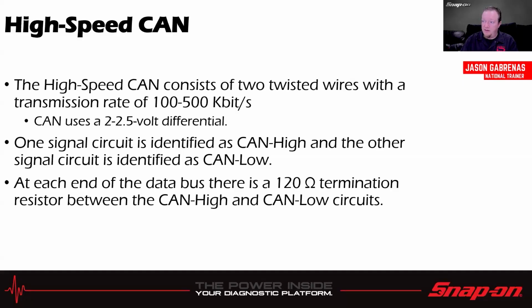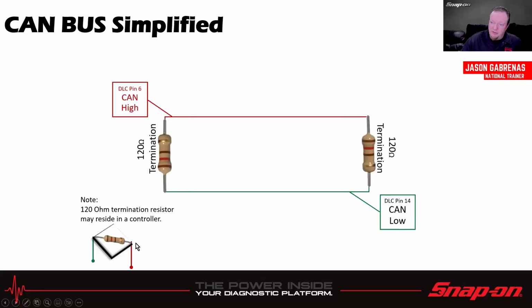One signal circuit is identified as CAN high, and the other one is CAN low. At each end of the data bus, there's also a 120 ohm termination resistor between CAN high and CAN low circuits, and that's kind of your stop sign. That's the end of the line. Usually, that 120 ohm termination resistor is going to be inside a control module. It could just be sitting out in the open, but more often than not, it's going to be sitting inside a control module. And if I use a multimeter to check the resistance across pin 6 and 14, I should get 60 ohms roughly, because we're doing 120 ohms on each, and it divides by 2, and that's how we get our number.